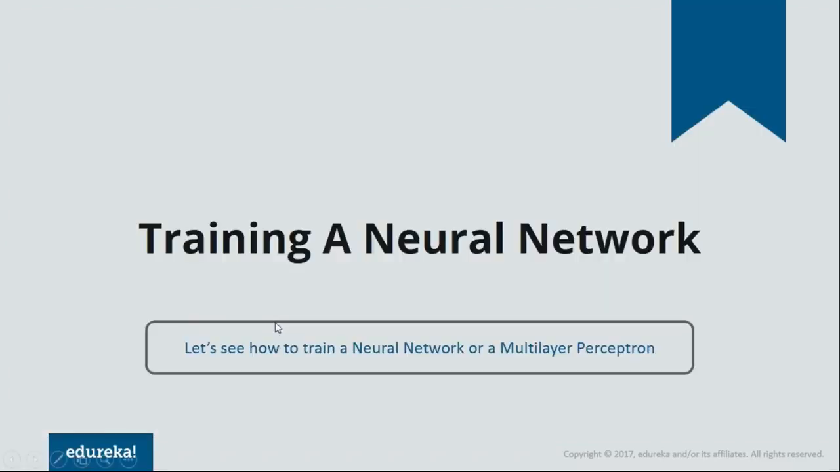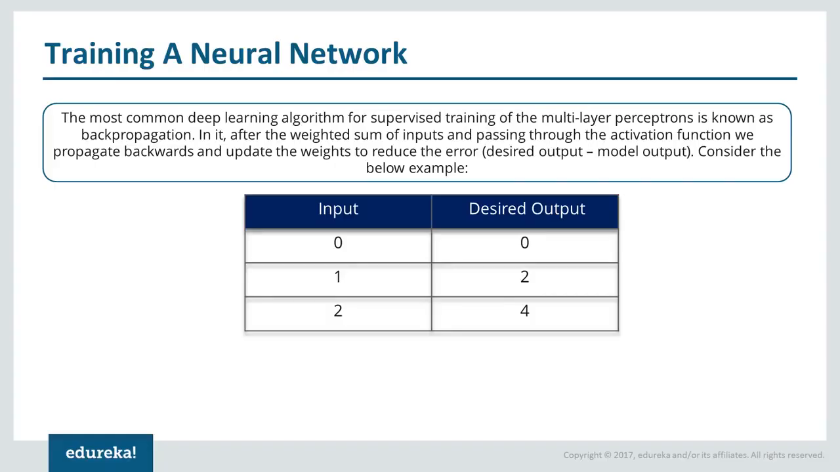So how do we actually train a neural network? The most common algorithm for training a network is called backpropagation. In backpropagation, after the weighted sum of inputs passes through an activation function and we get the output, we compare that output to the actual output that we already know. We figure out how much the difference is. We calculate the error, and based on that error, we propagate backwards.